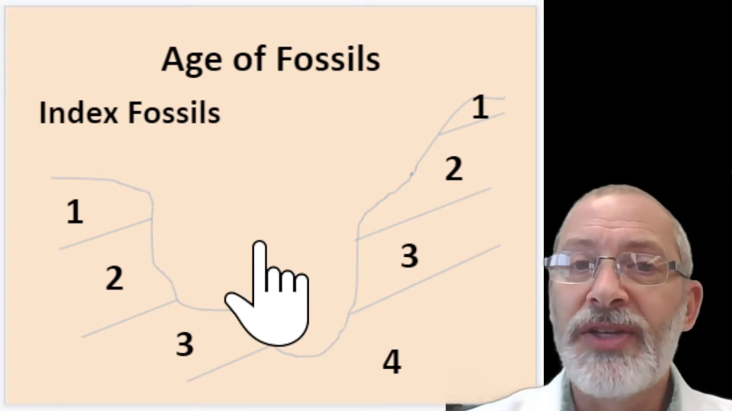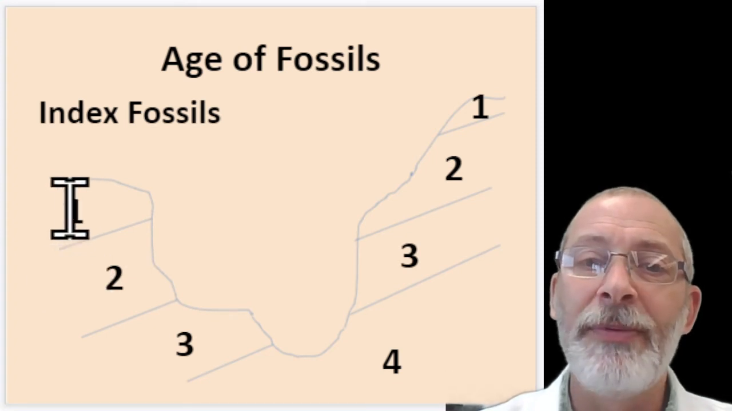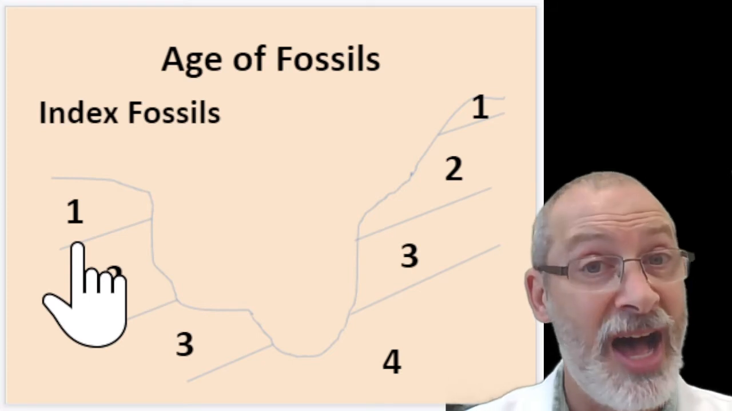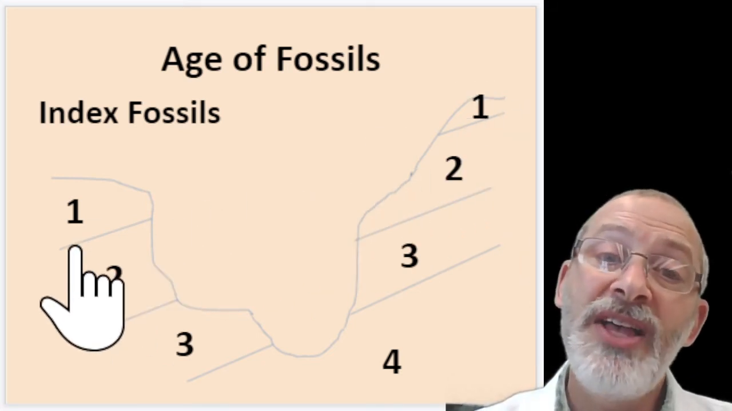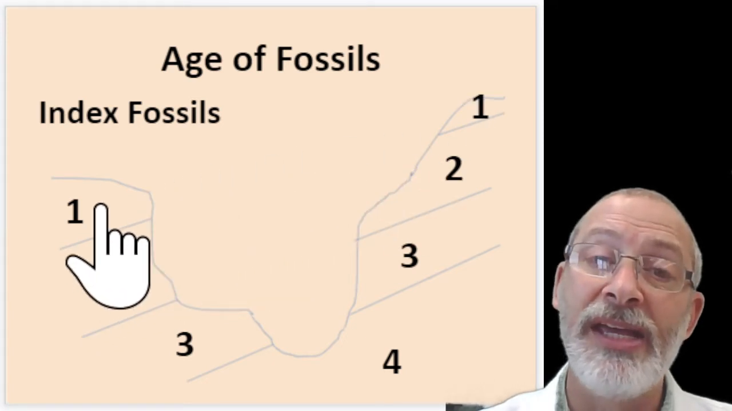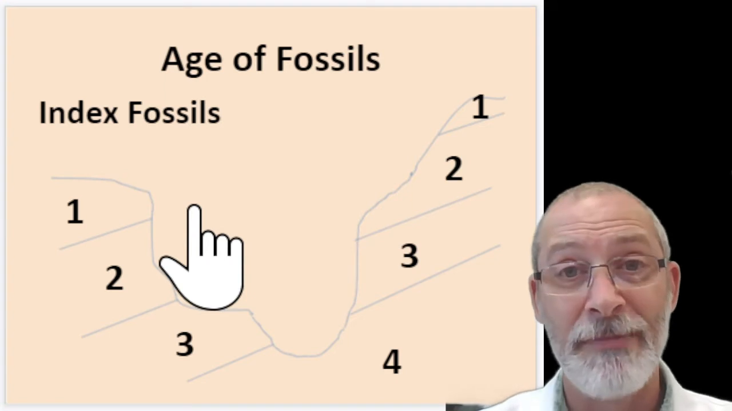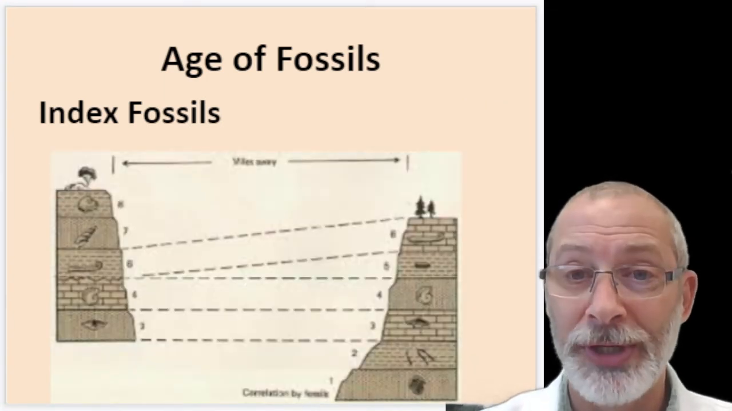But the deal with index fossils suggests that if you find a particular type of fossil here and the same kind of fossil over here, these fossils are probably of the same age, and the rock layers are probably of the same age. So let's look at a more detailed example here.